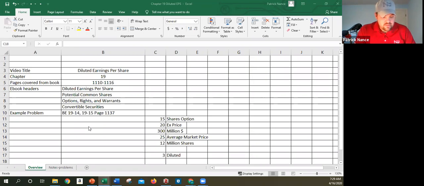As you can see, when you look at the calculation, nothing has changed except that we have put the potential after-tax interest savings on the top, and we have also added the conversion of the bonds, the number of shares that it can be converted to, on the bottom.